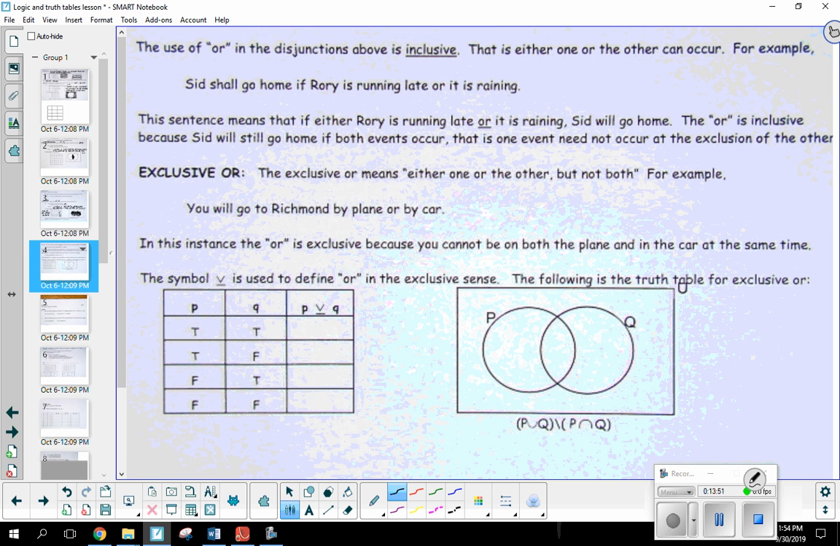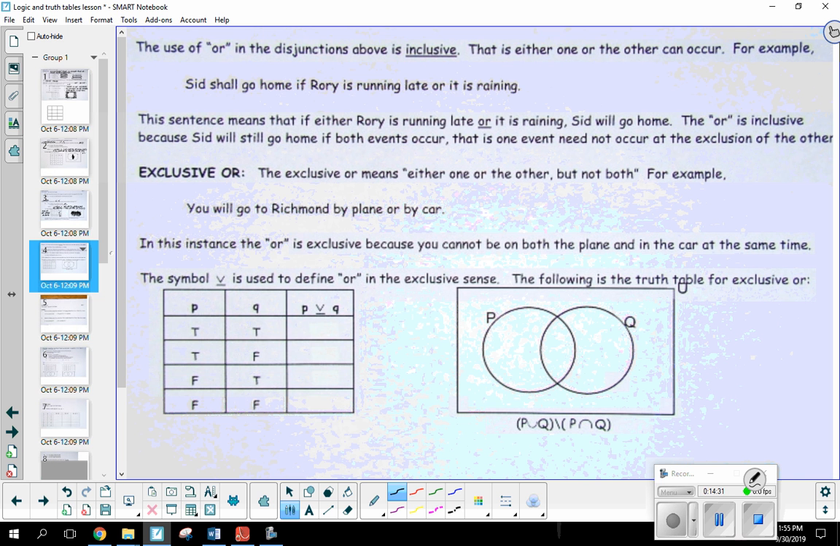Okay, all right. Now, here's where it gets interesting. The use of or in the disjunctions above is inclusive. That is, either one or the other can occur. For example, Sid shall go home if Rory is running late or if it's raining. This sentence means that if either Rory is running late or it's raining, Sid's going to go home. It doesn't matter which one turns out to be true, Sid's going to go home based on one of those. Does that make sense? One or the other or both. The or is inclusive because Sid will go home if both events occur or if only one event occurs.